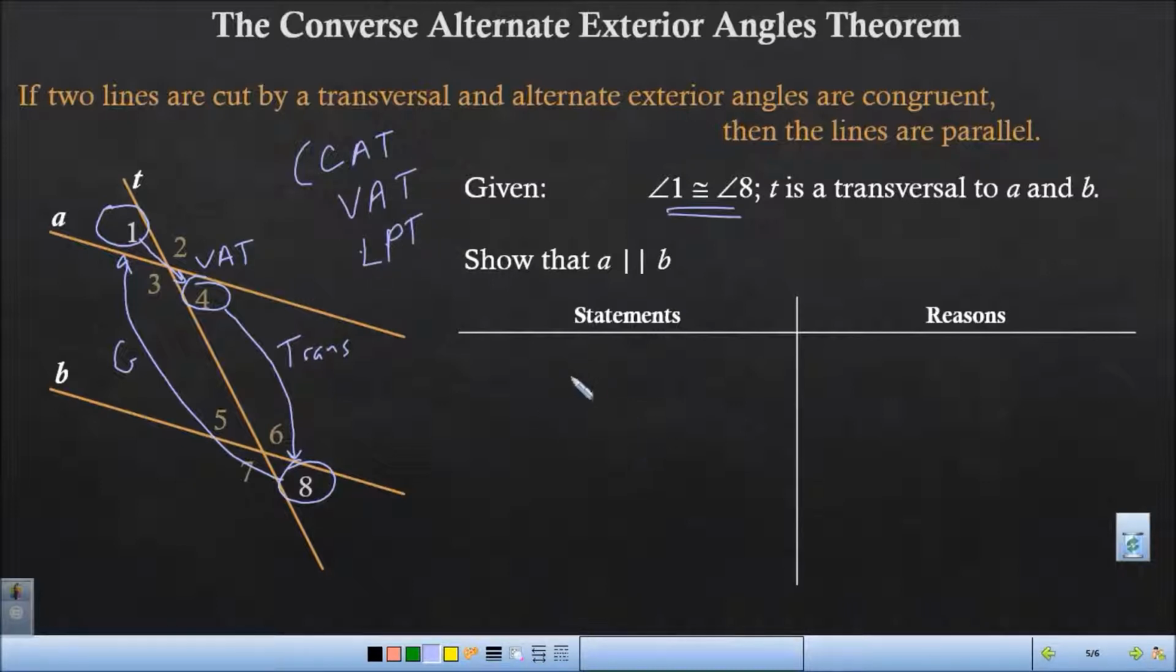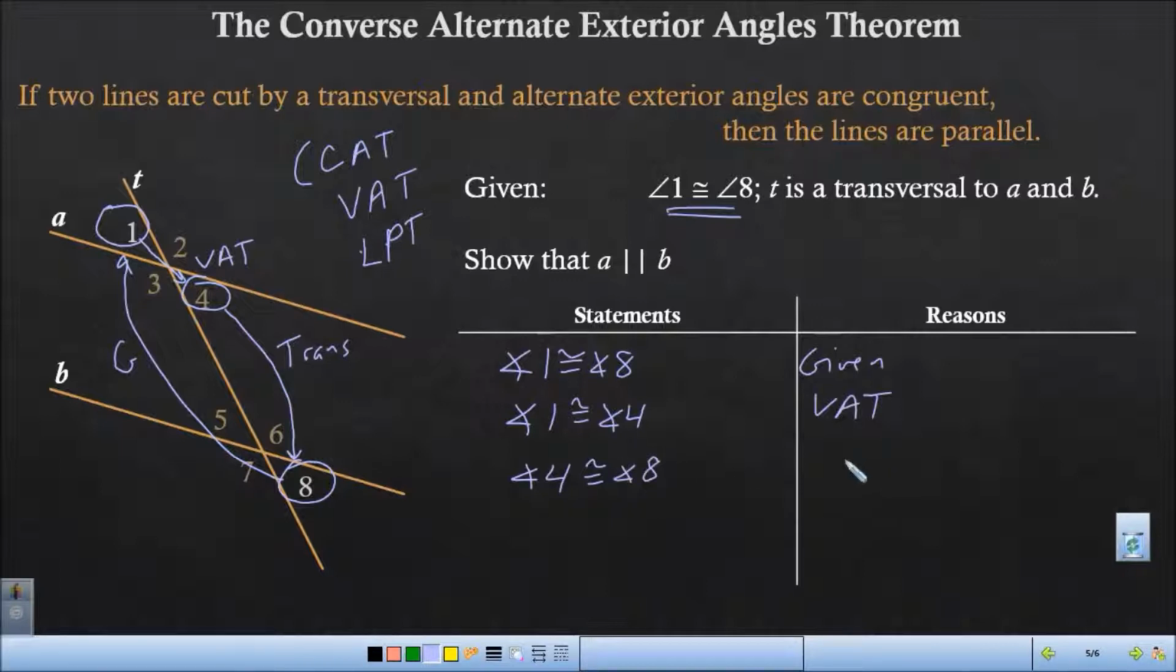All right, so let's begin. We start with the given: angle 1 is congruent to angle 8. And then we connect angle 1 to angle 4 by the vertical angles theorem. And then angle 4 is congruent to angle 8 by the transitive property. And since 4 and 8 are corresponding angles, that means that A is parallel to B by the converse corresponding angles theorem.